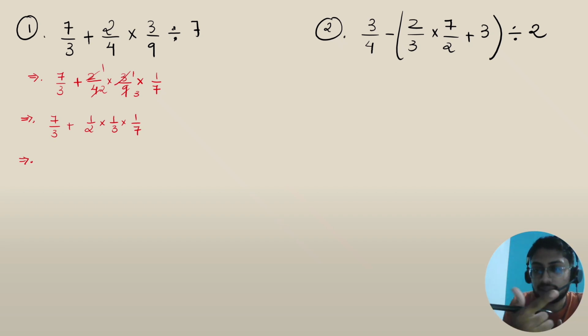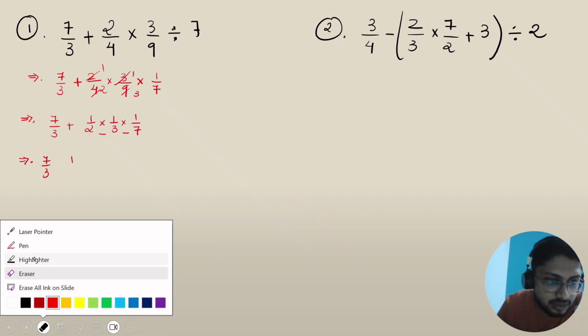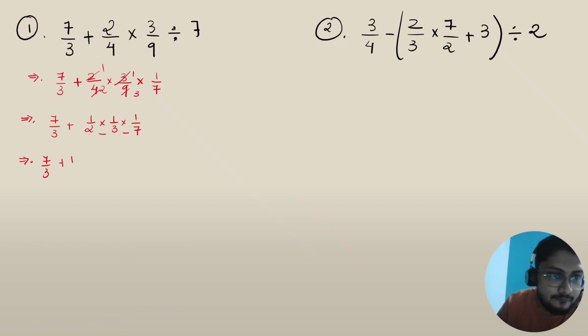Now what? Multiplication. As we have two multiplication signs between three numbers, first you can multiply these and then multiply by 1 upon 7. And 1 upon 7, and 6 sevens are 42.